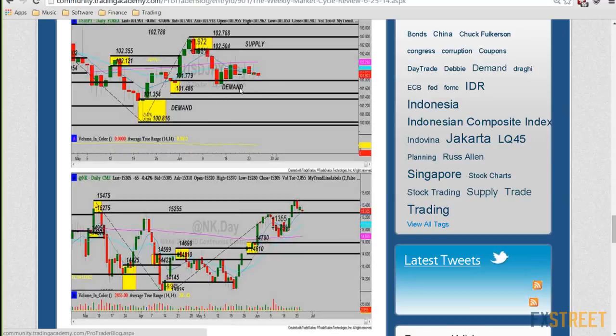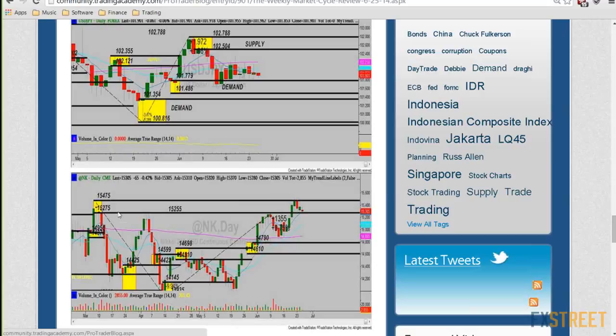Demand is different from support in that demand is an area where we believe institutions have unfilled orders to buy. And as you can see, the price of the dollar versus the yen tested this area for 1, 2, 3, 4, 5, 6, 7, 8, 9, 10, 11 days as of last Wednesday. While at the same time, the Nikkei 225 was trying to push its way past an area of supply.